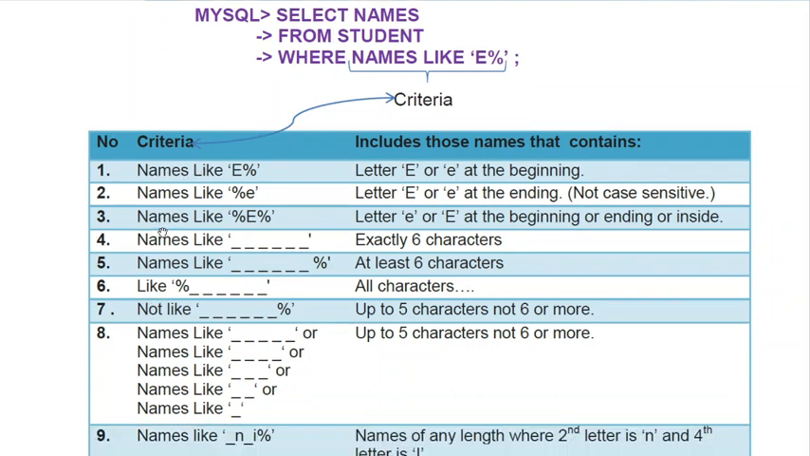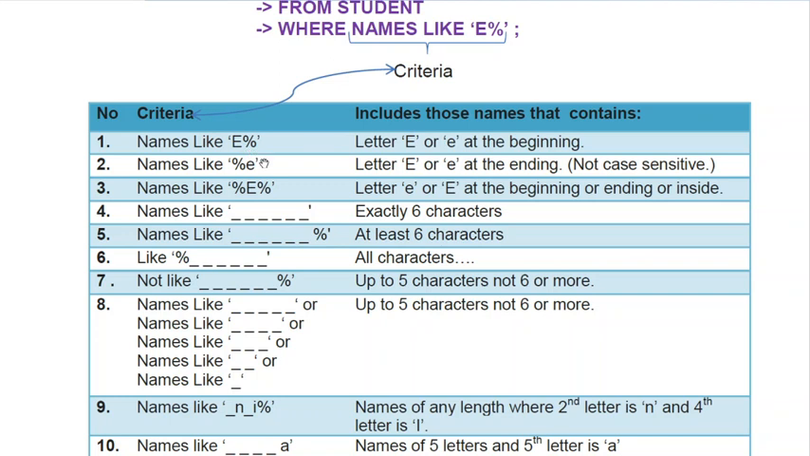If you are writing E%, you are just restricting the criteria about the first character. The first character should be E and the rest of the characters may be anything. It may be a blank space, maybe an underscore or any other letter, XYZ. And also there is no restriction regarding the number of characters. Percent is capable of representing many characters, 10, 20, 30. It depends upon the width of the column.